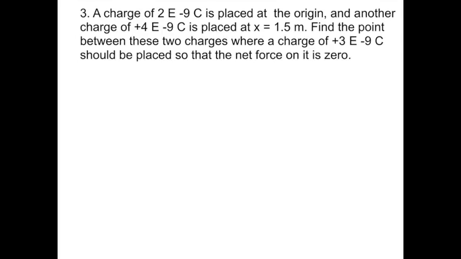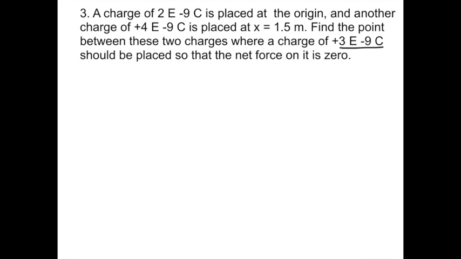Number 3. A charge of 2 times 10 to the negative 9th coulombs is placed at the origin, and another charge of 4 times 10 to the negative 9th coulombs is placed at x equals 1.5 meters. Find the point between these two charges where a charge of 3 times 10 to the negative 9th coulombs should be placed so that the net force on it is 0. In other words, so that this third charge is at equilibrium.